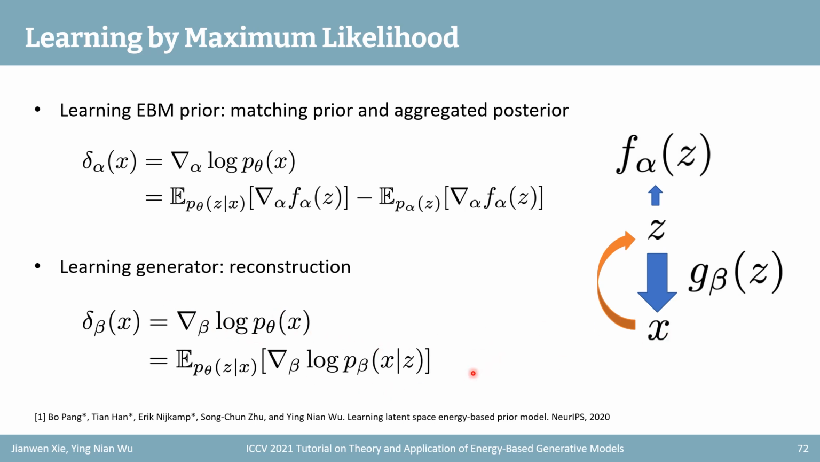It's just a reconstruction. So after we infer this Z, we can then learn G to reconstruct X from this Z. And this arrow in the yellow color denotes the conditional distribution of Z given X, which is the posterior distribution.